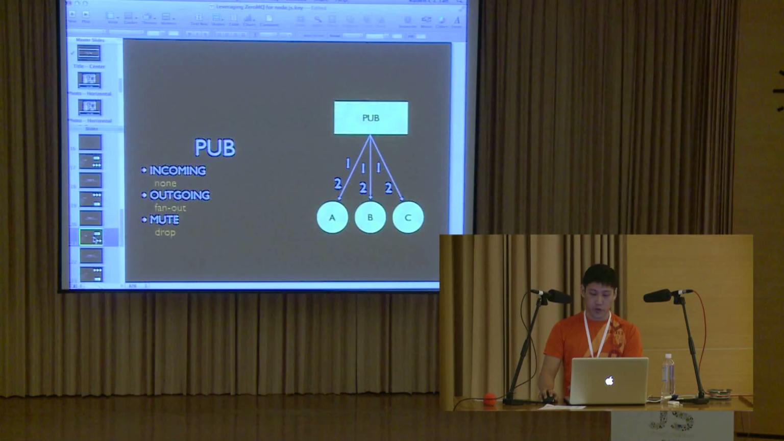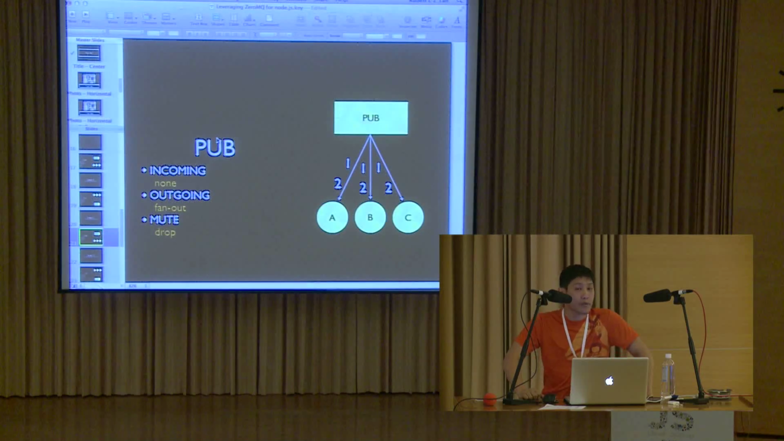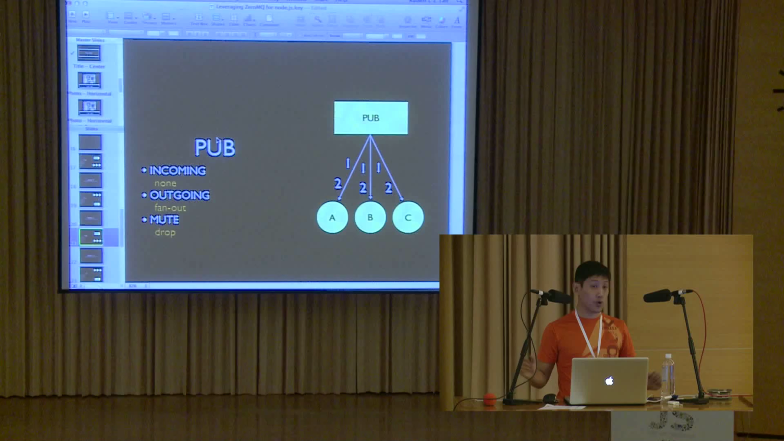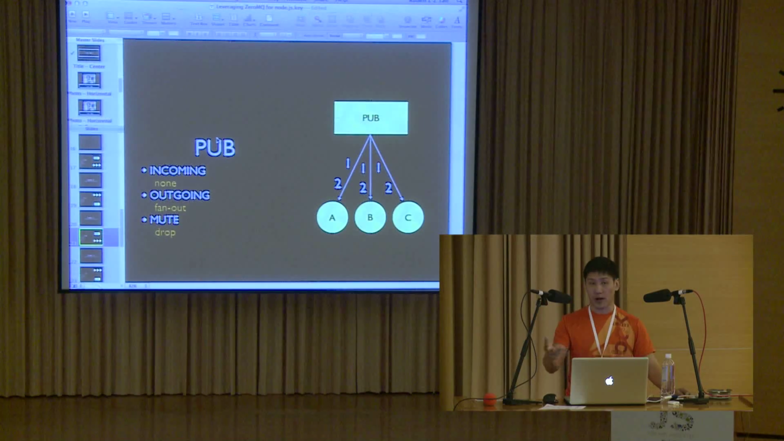Let's move on to pub. A pub is basically, if you've used PubSub before, a pub is basically that. It publishes things, right? So there's no incoming strategy because it doesn't receive anything. But the outgoing strategy is called fan out. The fan out is basically a broadcast.